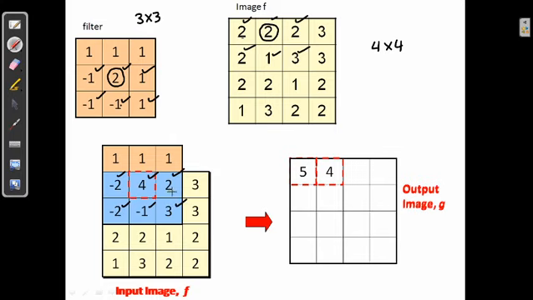After getting the result, you just need to add up all these elements: minus 2 plus 4 plus 2 plus minus 2 plus minus 1 plus 3. That yields the answer 4. So whatever result you get should be stored at this location. So storing 4 at this location, processing using spatial filtering.